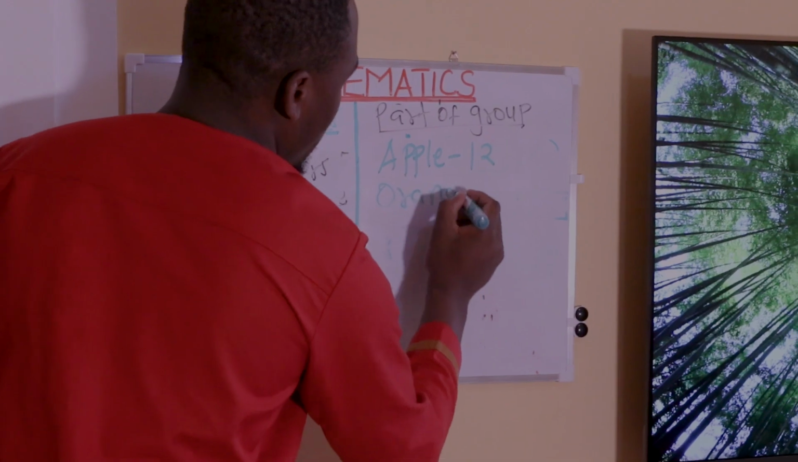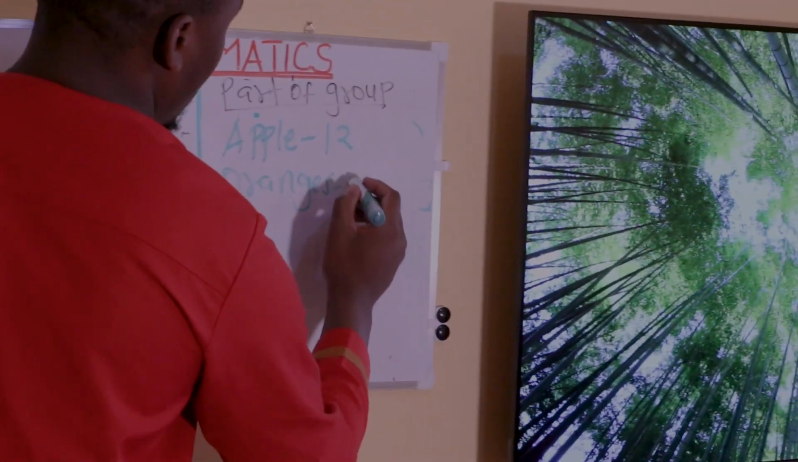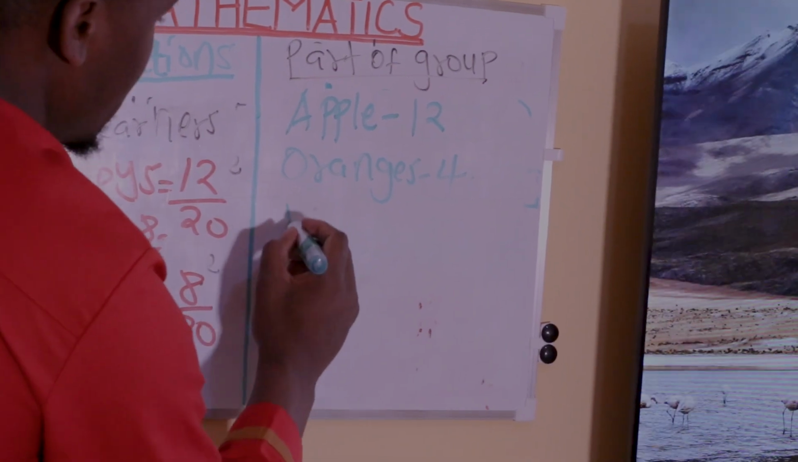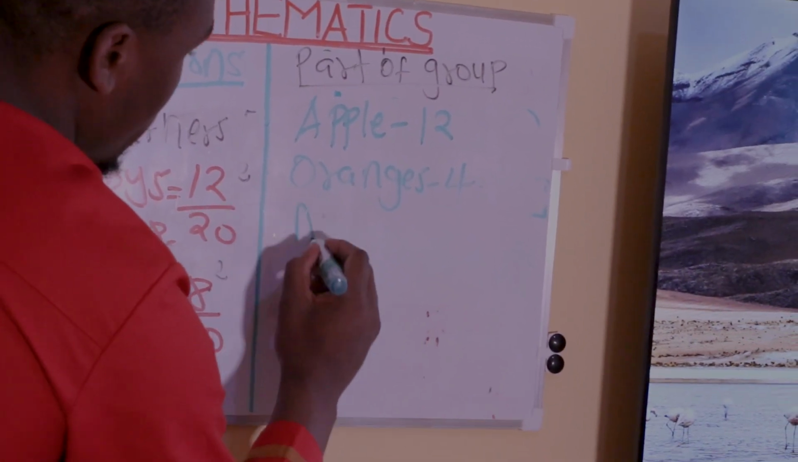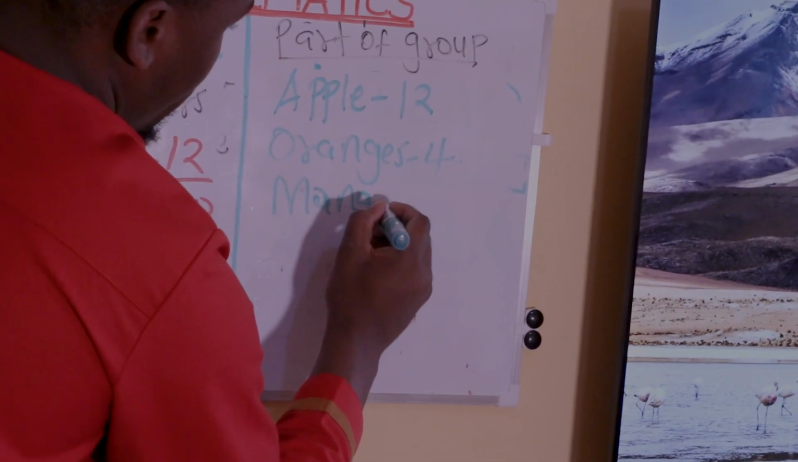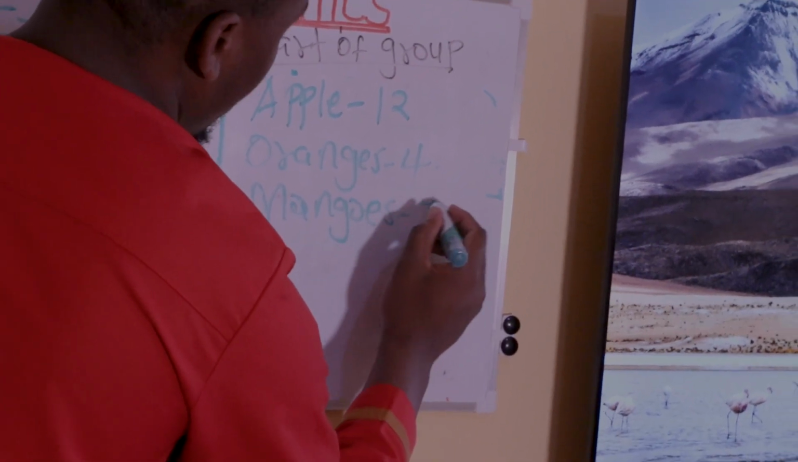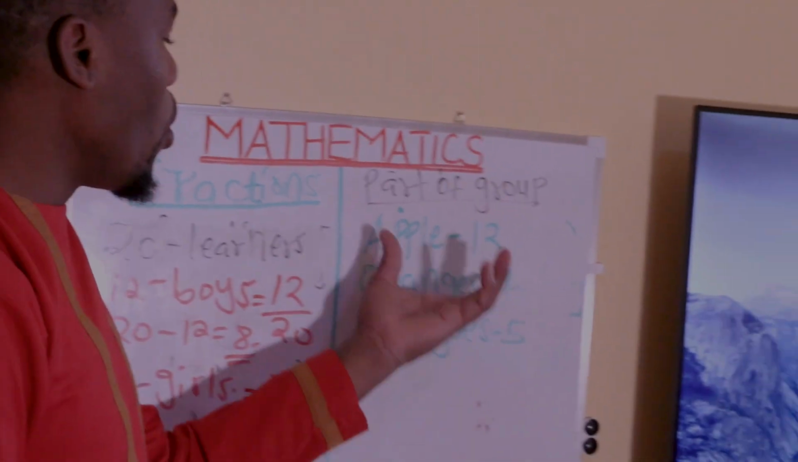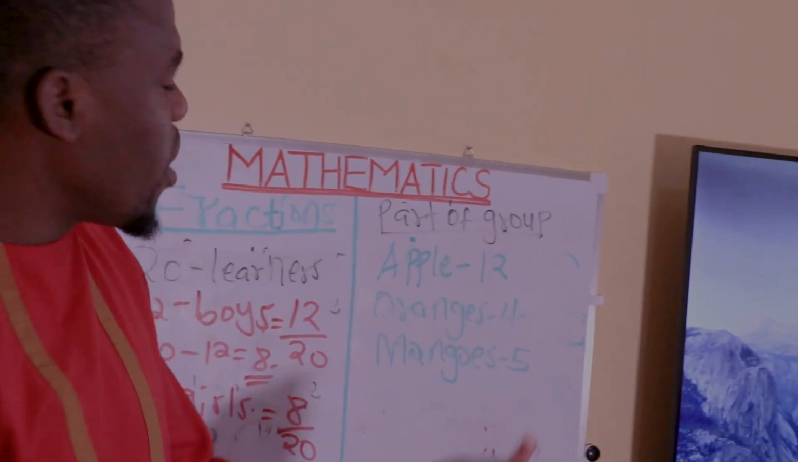Oranges are, let's say, 4. And the next type of fruit is, let's say, mangoes, let's say they are 5. Now, there is something in common with this. All these are fruits. All of them are fruits.